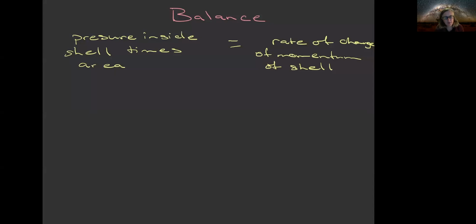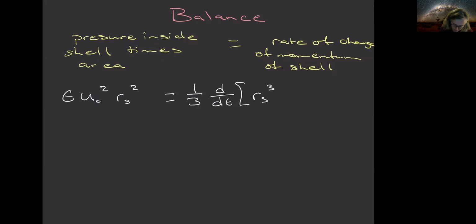Now you'll recall at the end of our previous lecture, we had just balanced the pressure inside the shell times the surface area of that against the rate of change of momentum of the shell as it expands. That gave us an equation that looked like this: epsilon u naught squared rs squared is equal to 1/3 times the time derivative of rs cubed times u naught, bracket there.